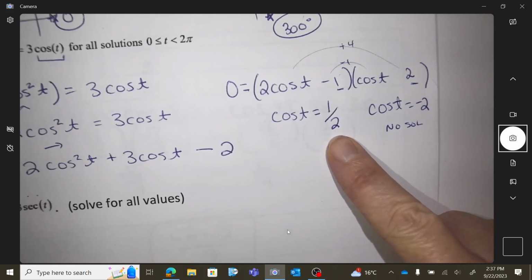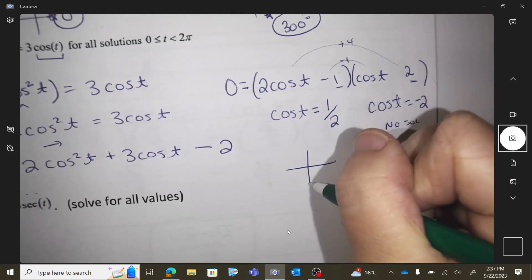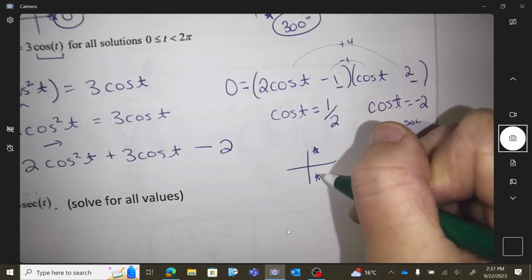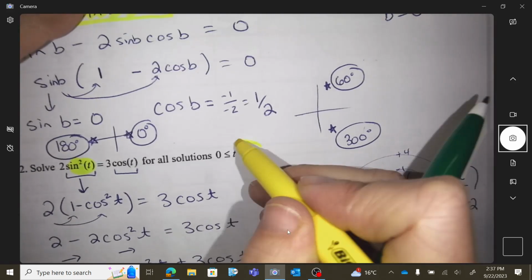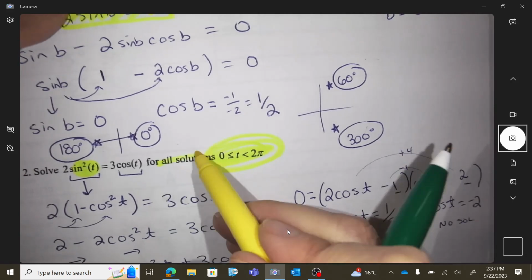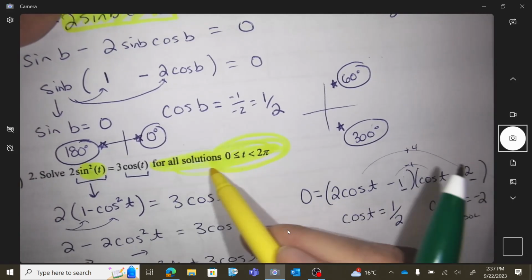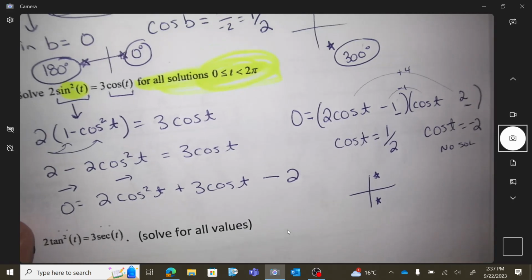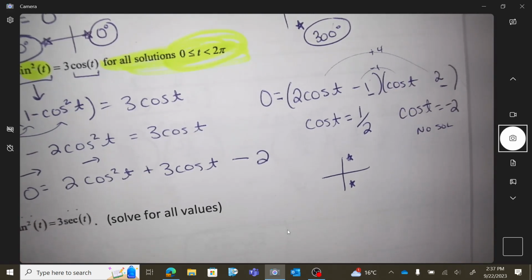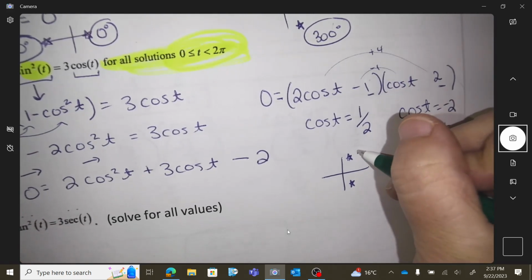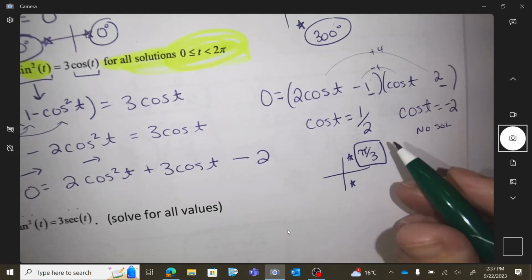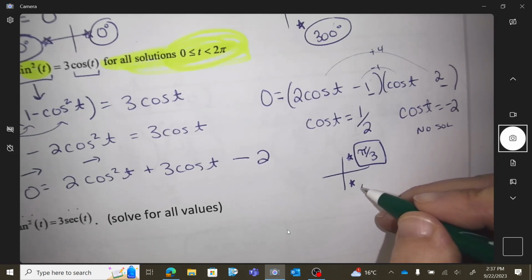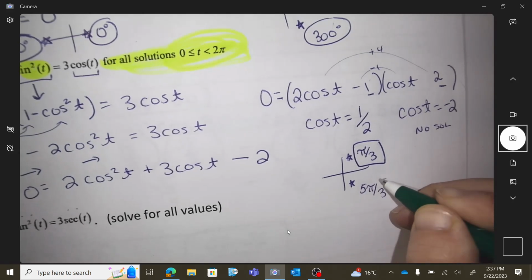Ooh, unit circle. Don't need my calculator. I'm looking at x values of 1/2. Guess what? It's in the same spots as our last answer, except this time I have to have radian answers, so then we do a what? Pi over 3 and is that a 5 pi over 3?